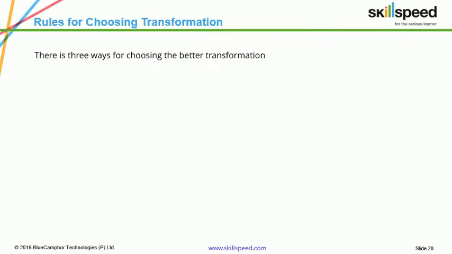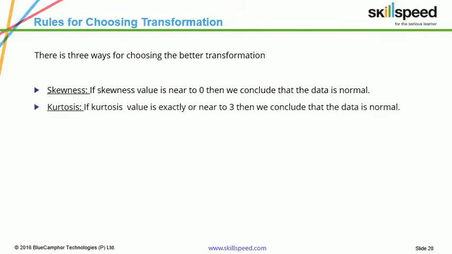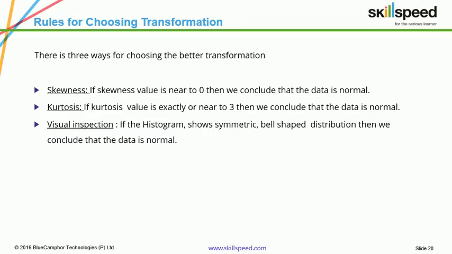There are three ways for choosing the best transformation. You look at the skewness. If the skewness value is near to 0, then we conclude that the data is almost normal. We look at the kurtosis, and if the value is exactly or near to 3, then we conclude that the data is normal or mesokurtic. The visual inspection by looking at the histogram tells you about the symmetric bell-shaped distribution, which helps us to understand whether the data would be normal or not.